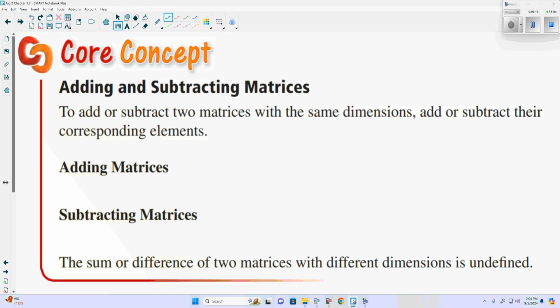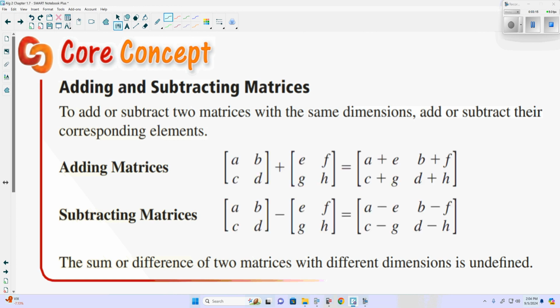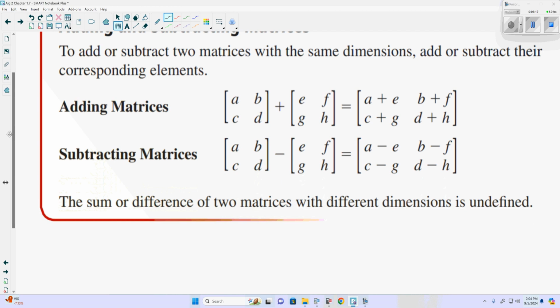You don't have to write this next part down, but if we were adding these two here, A and E are corresponding elements, so we would add those two together. B and F are corresponding elements. They're in the same position on those two matrices, so we would add those two together. C and G are in the same spot, so we would add those together. And lastly, D and H are corresponding elements, so we would add those two together.